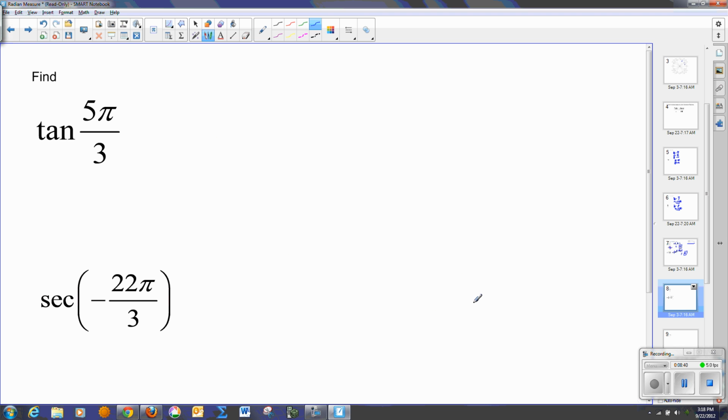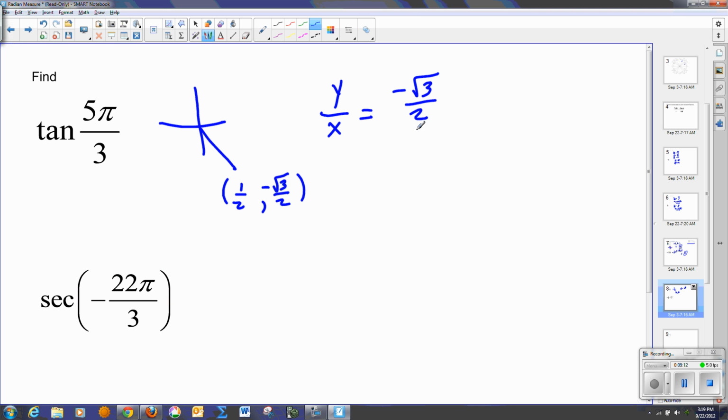Moving on, I need the tangent of 5 pi over 3. Again, where am I? 5 pi over 3 is 1 pi over 3 short of 6 pi over 3, so that puts me somewhere over here. I know that I have x and y values of 1/2 and -√3 over 2. And my tangent is my y over x value. Therefore, I have -√3 over 2 over 1/2, which simplifies to -√3.